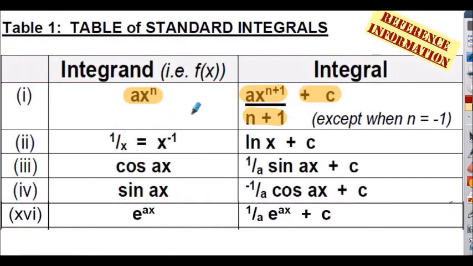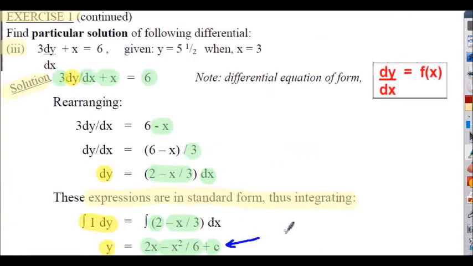So again, both sides of the equation are of the form ax to the n, so we integrate ax to the n to ax to the n plus 1 over n plus 1 plus c, as shown here.